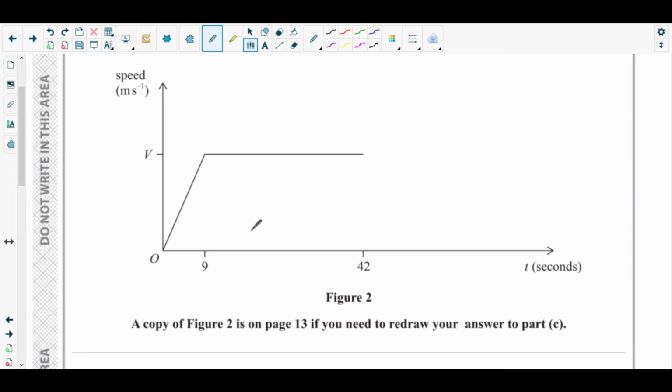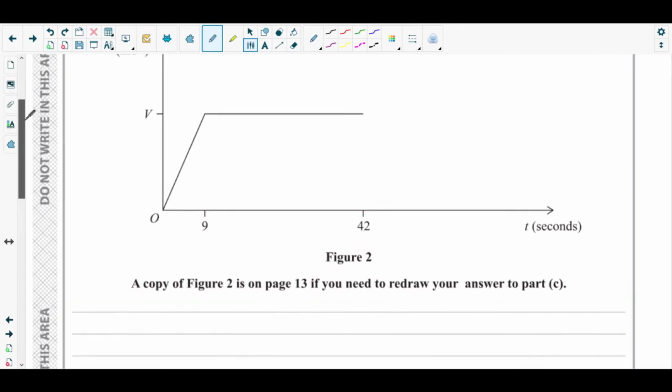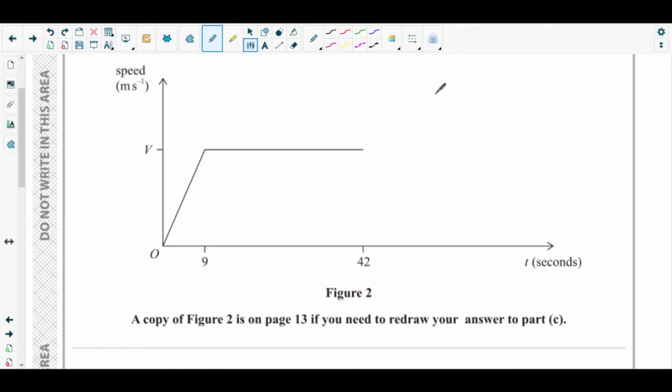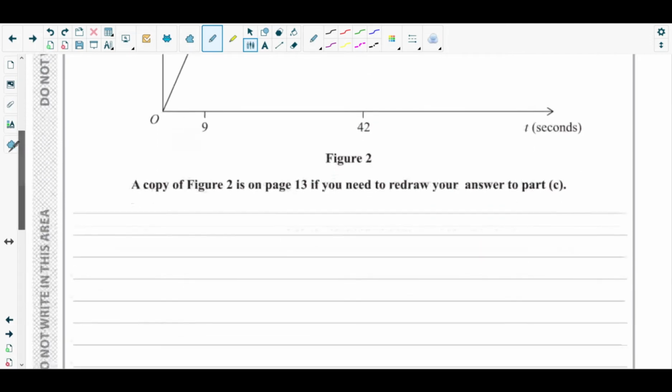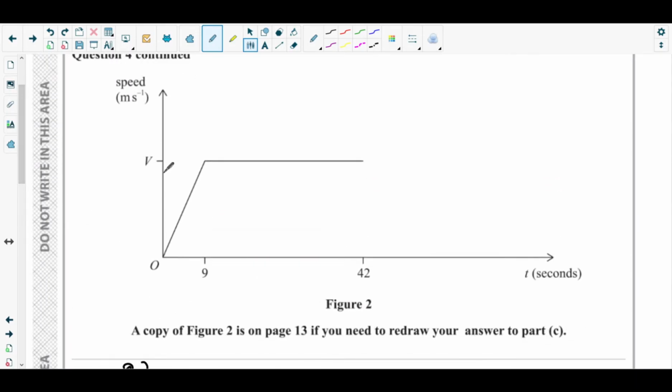This is a speed time graph, right? We know that the area under the speed time graph represents the distance. Since we know the total distance traveled by the cyclist, we can consider that the area under this speed time graph is equal to that given distance, which is 120 meters.